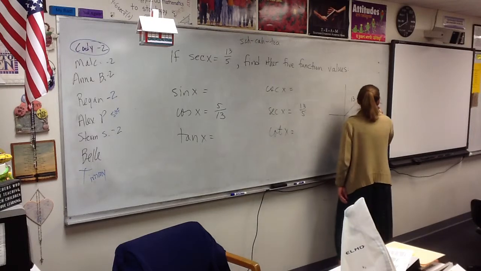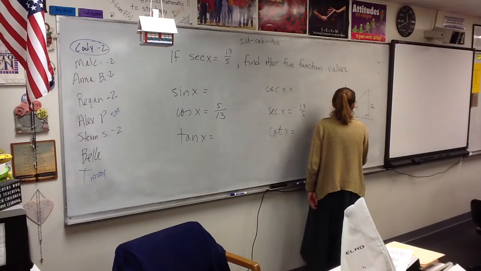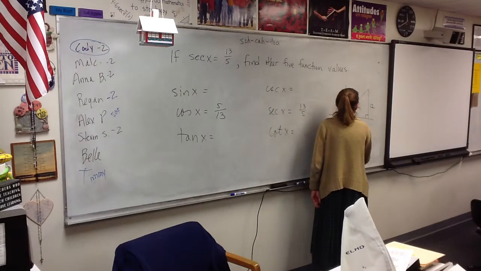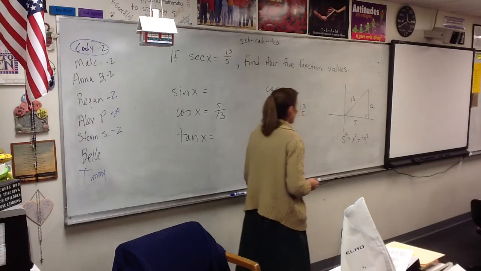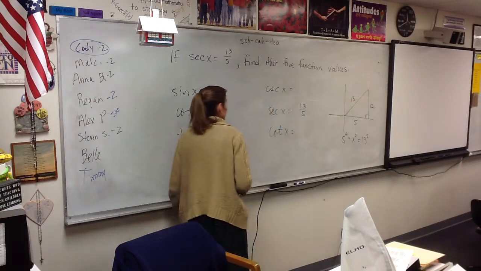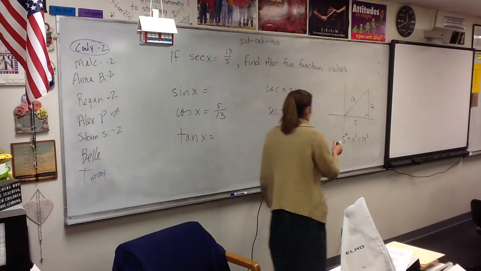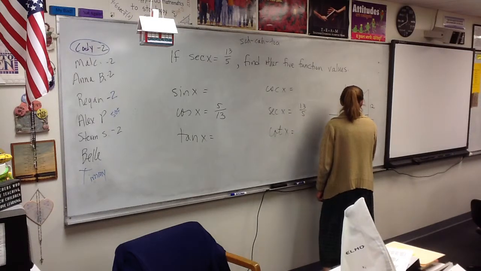12. Because 5 squared plus something squared equals 13 squared. So you did the arithmetic and you got 12. Very good. Because this is angle X right here. This is a different X.